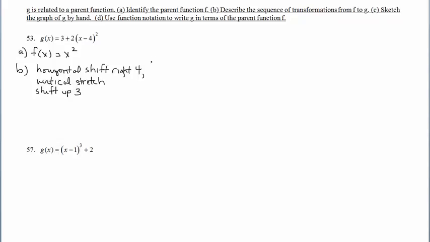Okay, part C. I think I'll move and put part C over here. Give me a little more room. Sketch the graph of g by hand. It might be good to start with the parent function. So I'm going to do that, and I'm going to do it in a different color. So this is f of x equals x squared. And sometimes it's good to do the sketching in a couple steps. It might get to be too much if you try and do all the changes at once. Okay, so I'm going to do that, I think.